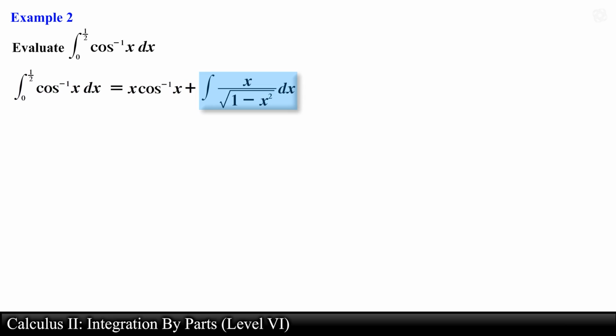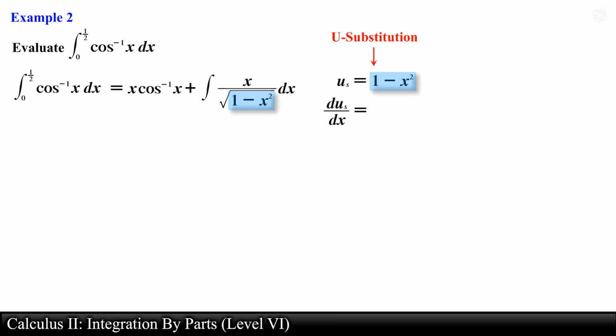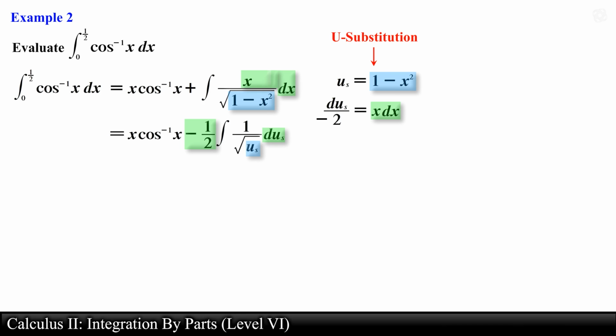Now, in order to evaluate the resulting integral, we actually need to use u substitution. If we let u equal the expression under the square root and take its derivative, we would obtain negative 2x. Notice that the variable x also appears in the original integral. This is a telltale sign that u substitution is the way to go. So now, taking the derivative of u and solving for x dx, we obtain the following. Next, we carry on the substitution and obtain the following.